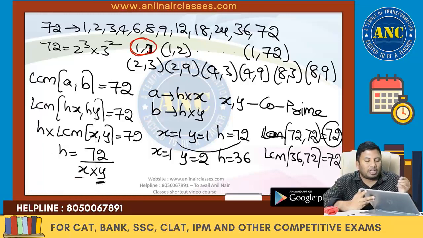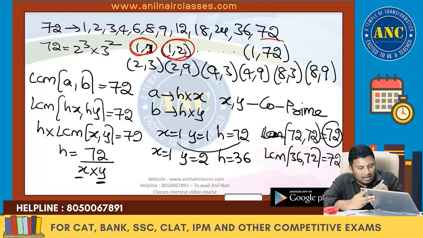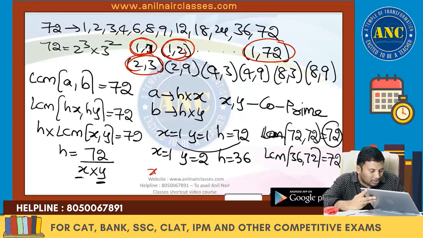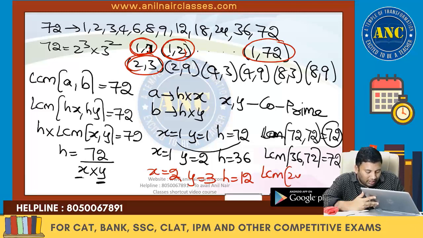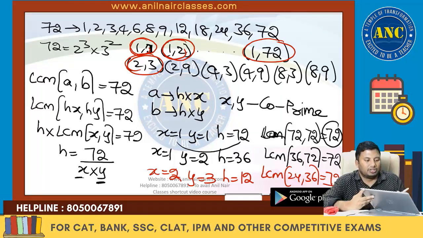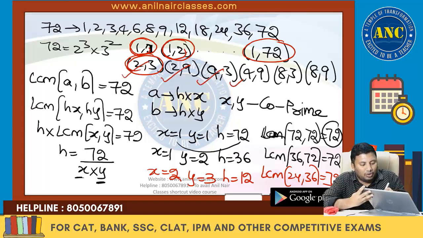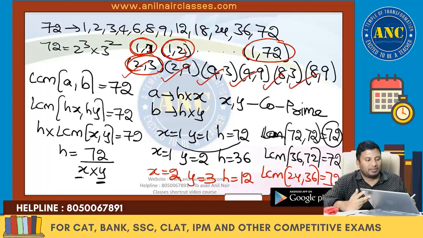This set of 1 comma 1 is giving me the answer. Everything will give you the answer. You check for 2 comma 3 also. X is 2, Y is 3. 72 by 6, H is 12. LCM of 12 2s, which is 24, and 12 3s, which is 36. Again it is 72. Every value will give you LCM 72.